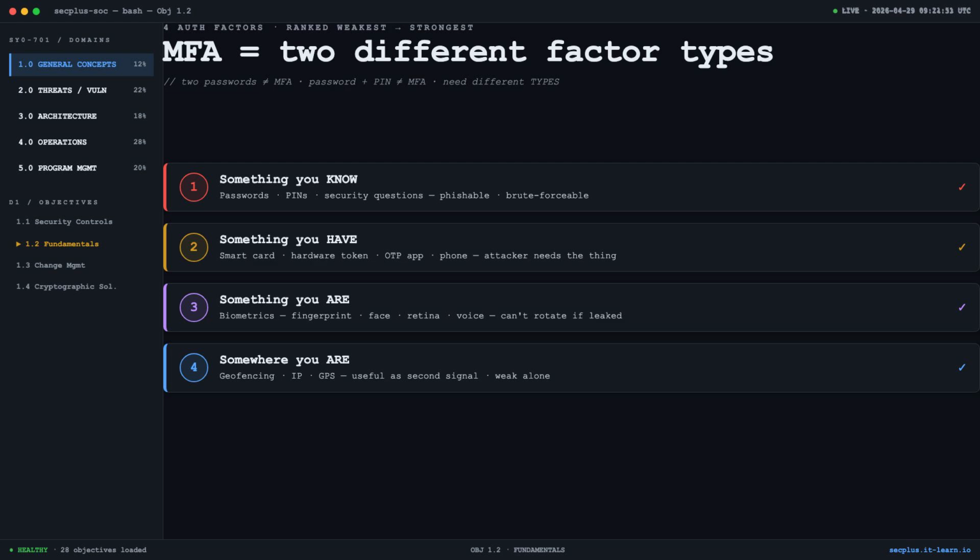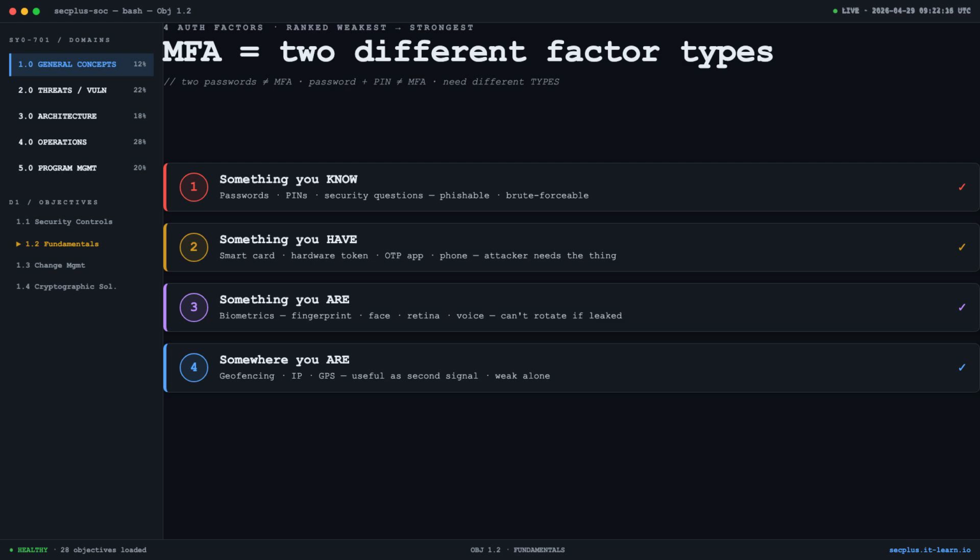Multi-factor authentication, MFA, is 2 or more different factor types. 2 passwords is not MFA. A password plus a PIN is not MFA. Both are something you know. A password plus your phone is MFA. A password plus a fingerprint is MFA. The keyword, different types.